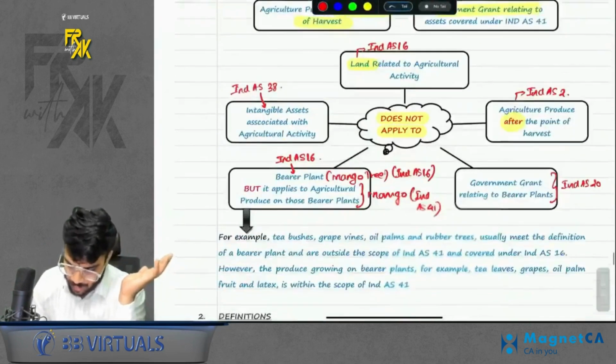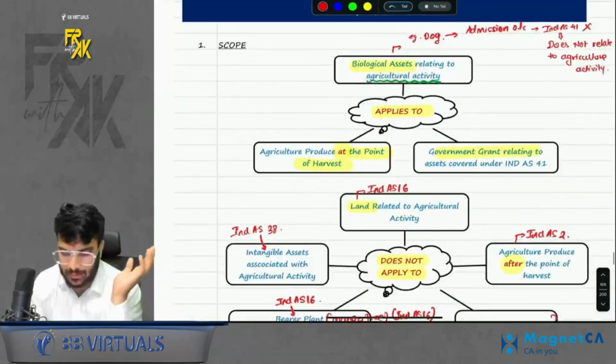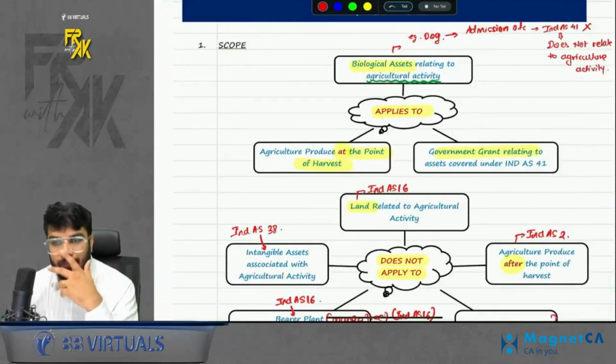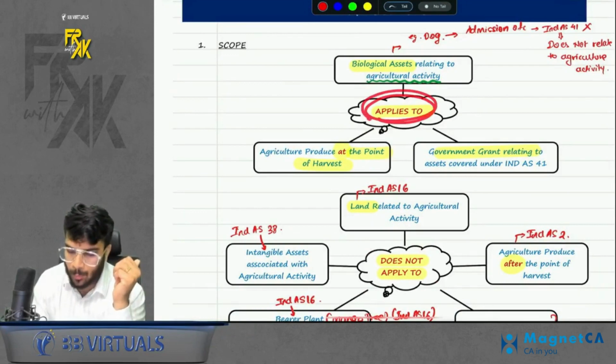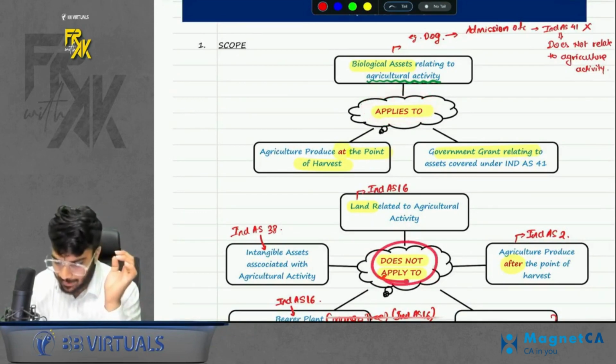So this was the first point, which was definition. Then the next point is scope. In scope we have 2 things. First, to whom does it apply? Second, to whom it does not apply.